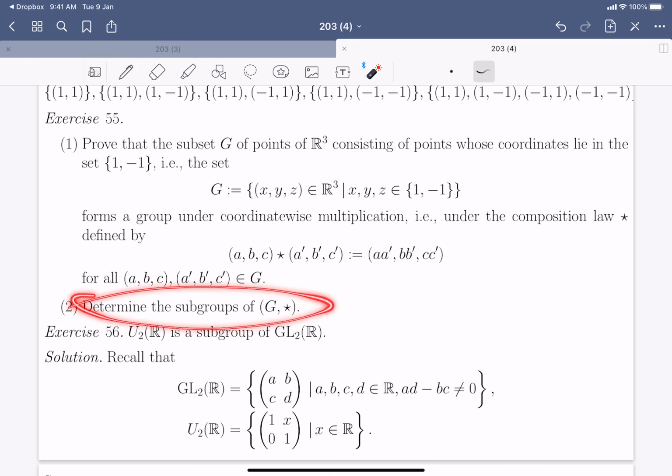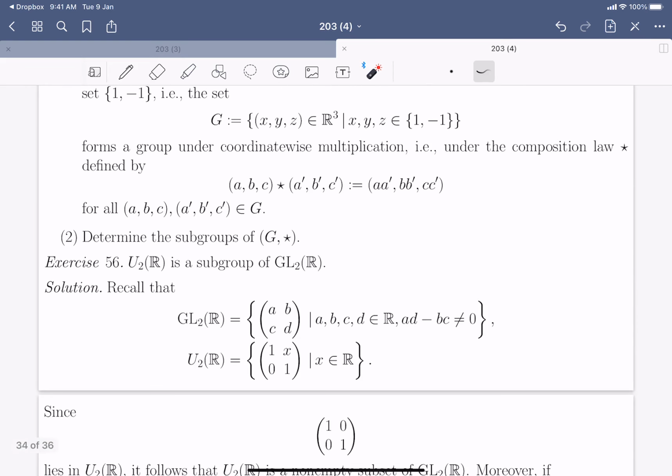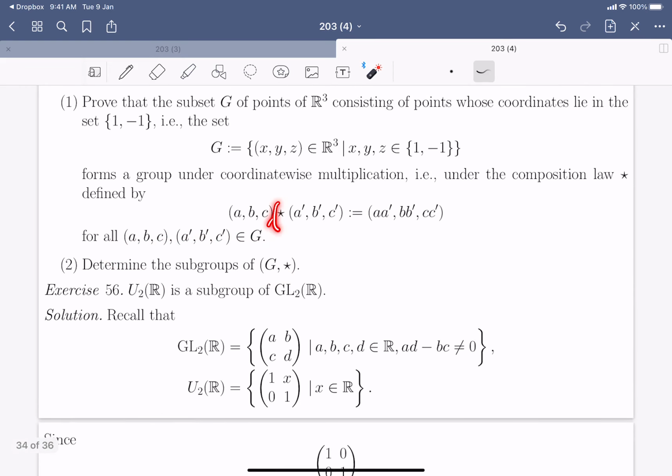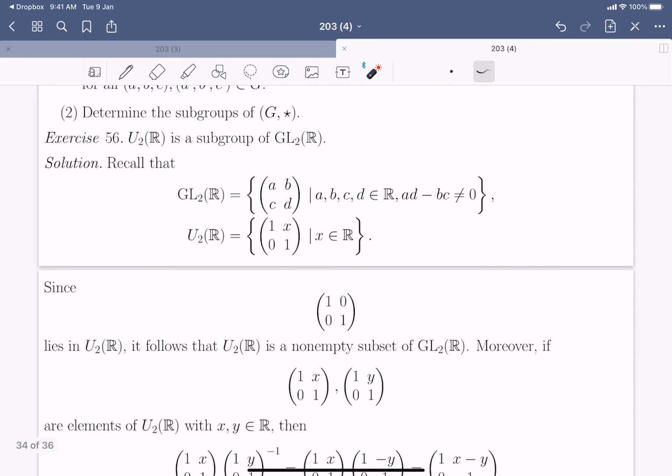Now here is an interesting exercise which has the same spirit as the exercise above. There one has to determine the subgroups of G comma star. Here is an exercise for you to show that U2R is a subgroup of GL2R. So we have got GL2R is this, and U2R is the collection of all matrices of this form.